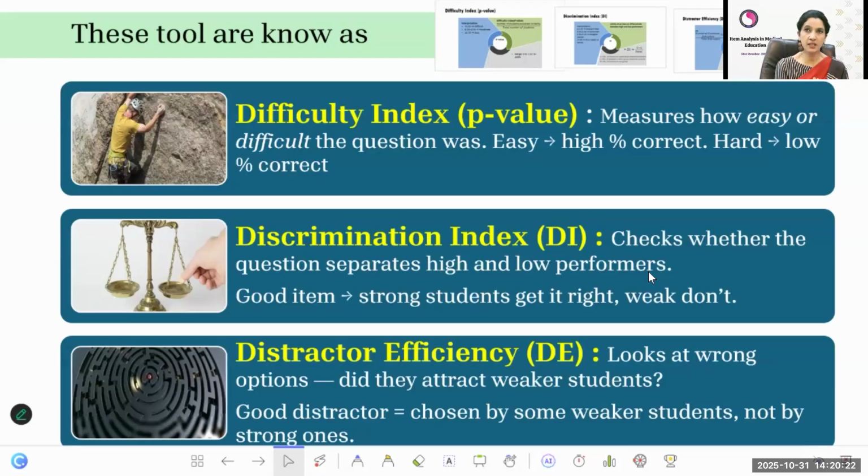Second is your discrimination index. Discrimination index is the ability of an item to differentiate between a poor performing and a good performing student. And distractor analysis helps us to analyze the three distractors, whether they are able to attract the low performing students or not. So up till this point, are you all clear on these concepts? Difficulty index, distractor efficiency, and the discrimination index.